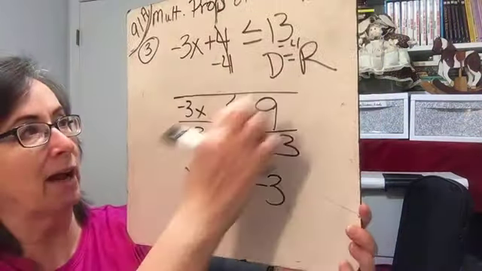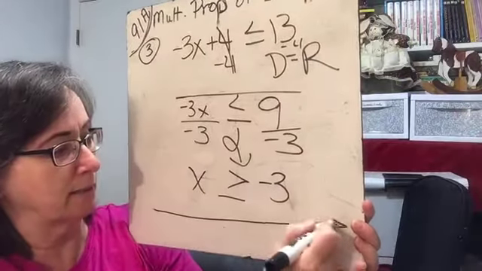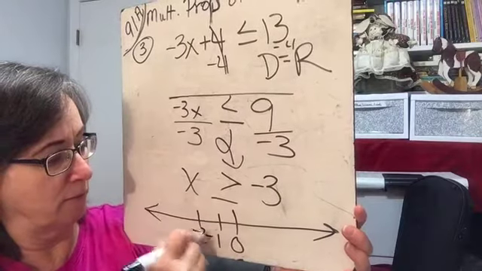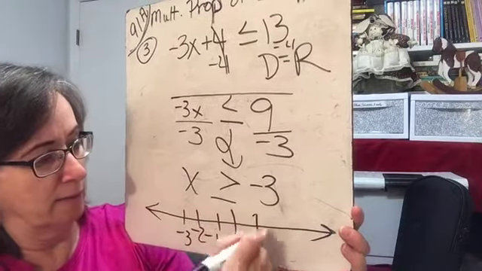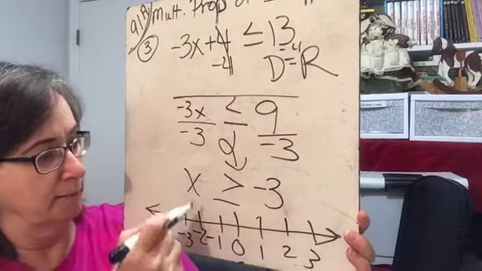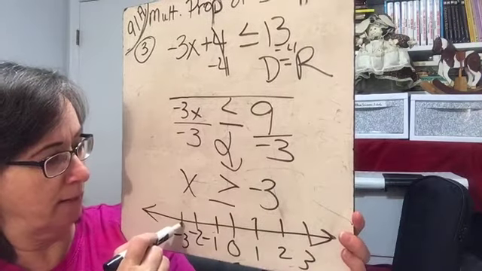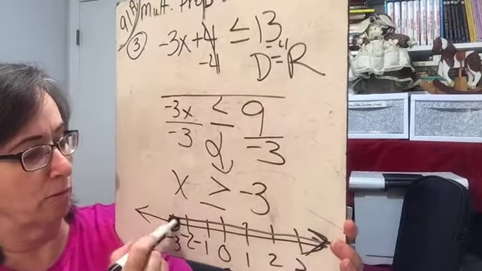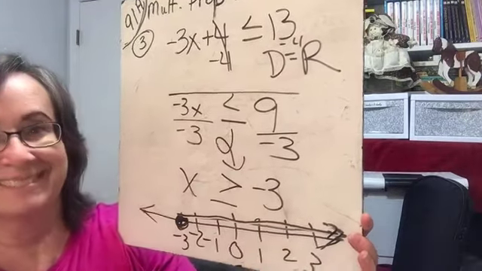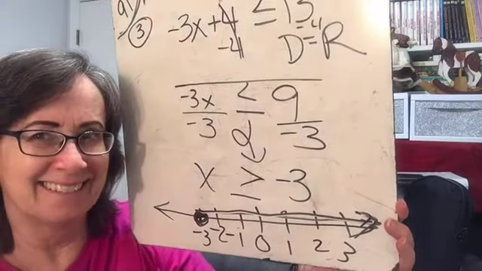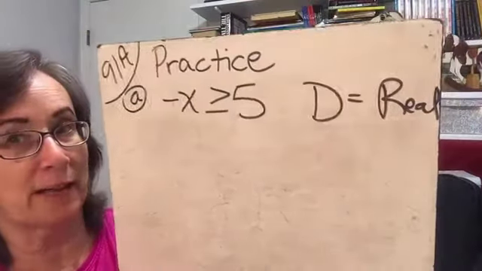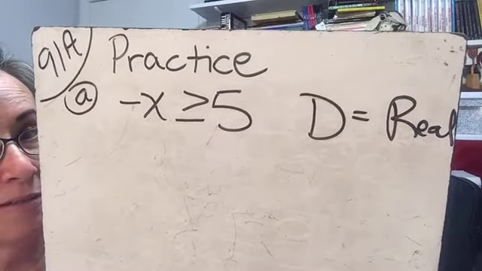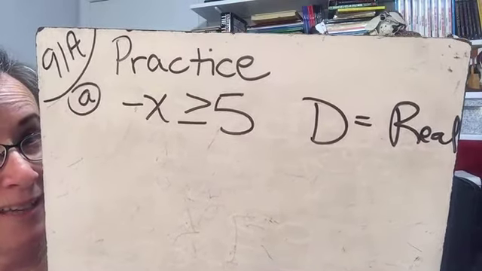So when I'm graphing it, now this one is on the reals. So here's 0, negative 1, negative 2, negative 3, 1, 2, 3, x is greater than or equal to negative 3, and it's reals, so it will be the whole number line to the right. Aren't those easy? All right, here's our first practice problem. So copy it down and pause your video and see if you can do it on your own.